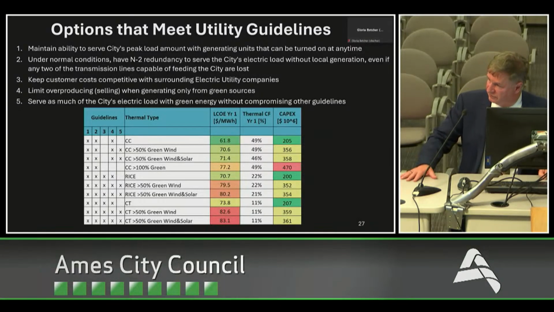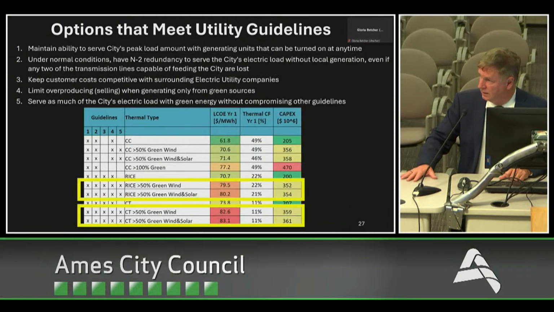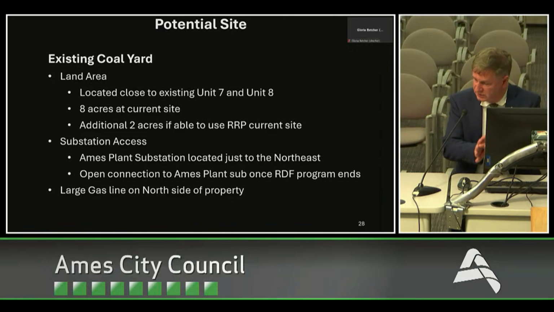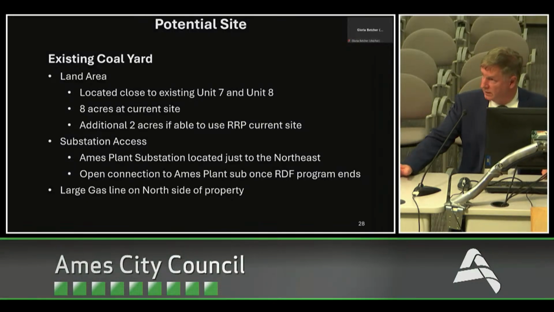The ones that look at 50% green wind or 50% green wind and solar meet those. And then which ones serve as much of the city's electric load with green energy without compromising the other guidelines? It ends up being those that we start looking at. All right. And all of this is leading up to, or led up to, how we built our capital improvement plan last fall. This is really the background information that we were developing as we were putting the CIP together.